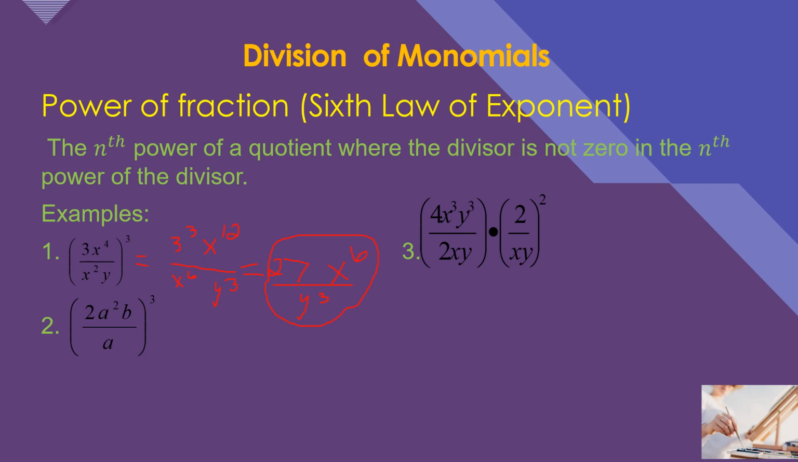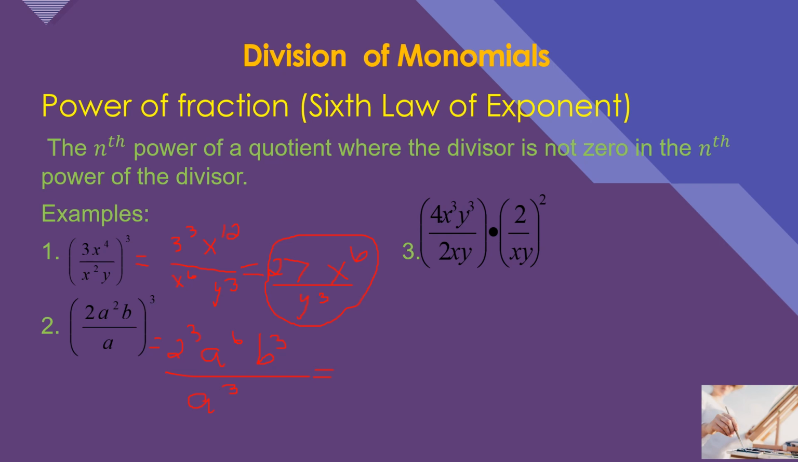Okay, for this number 2, so we have 2 cubed, a 2 times 3 is equal to 6. Then b cubed over a cubed.